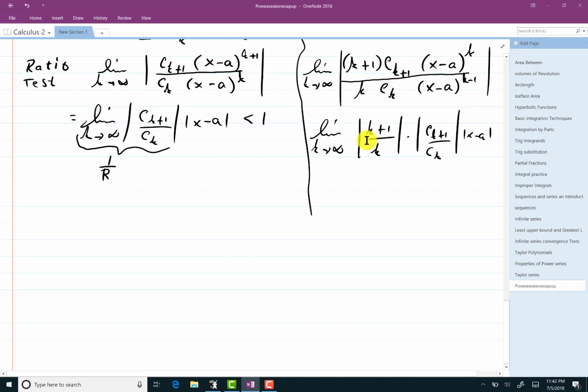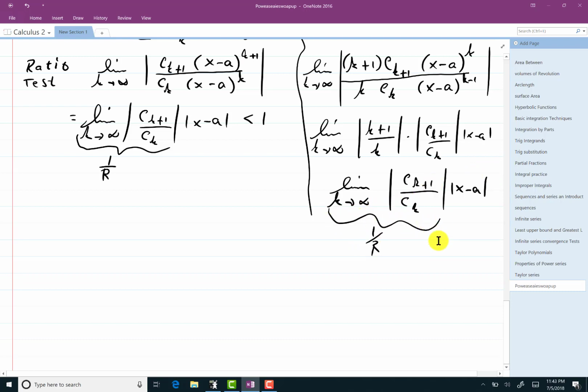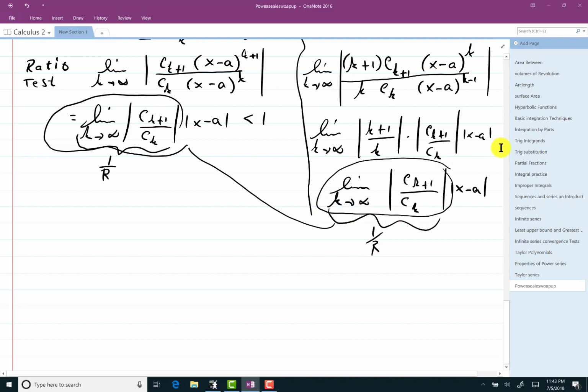Well, this limit is 1. You can break this into individual limits, assuming all of them exist. This thing is going to be 1. So I will get the limit as k goes to infinity of the absolute value of c sub k plus 1 over c sub k times the absolute value of x minus a. And if you look, there it is again, 1 over r. So if you look at these two things, both of them have the same radius of convergence. Now, there are always endpoints to check, but they both have the same radius of convergence.